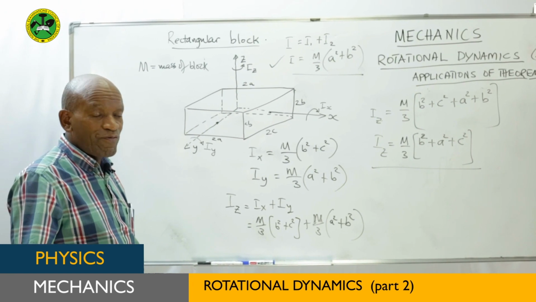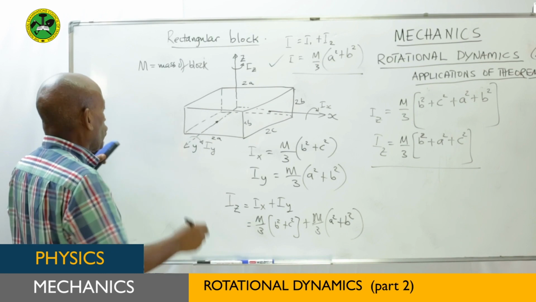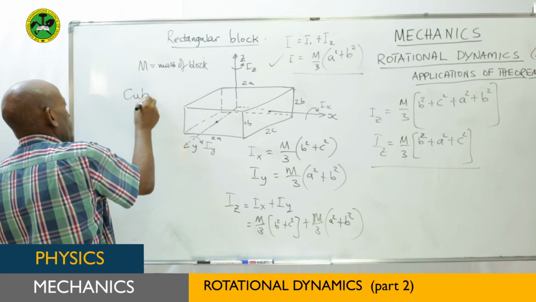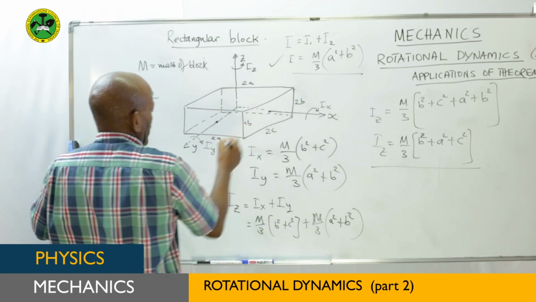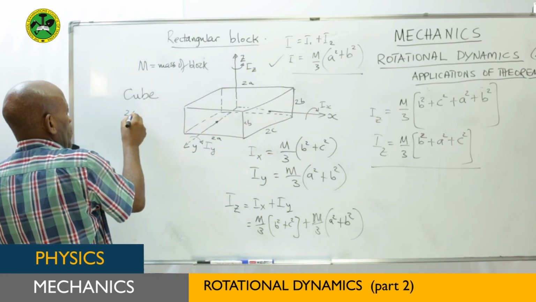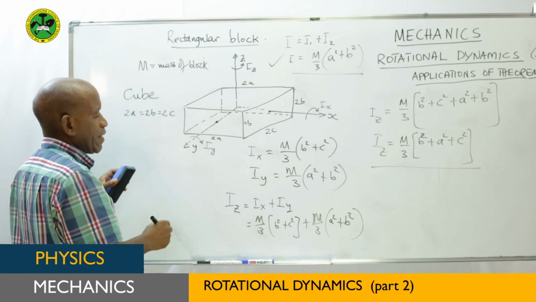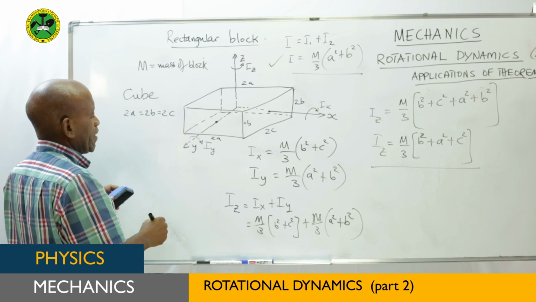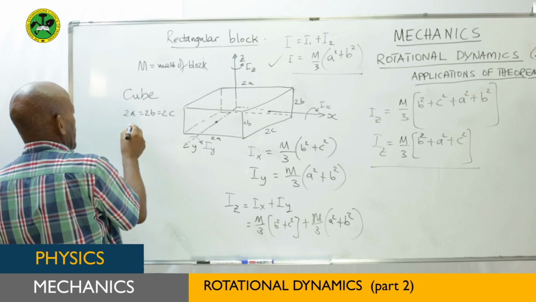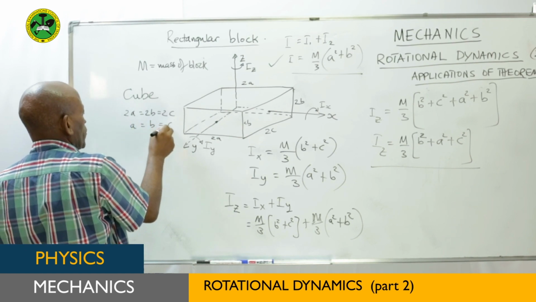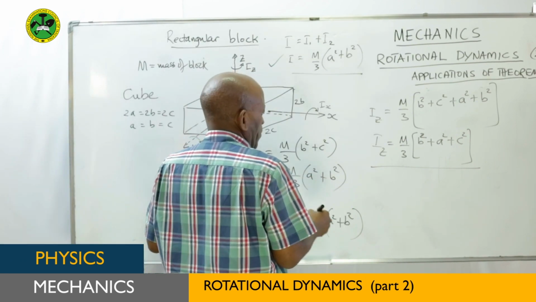But if now I'm talking about a cube, it means that this side will be the same as that side, and the same as that side. So 2a is equal to 2b is equal to 2c. And if that is the case, it's the same as saying that a is equal to b is equal to c, and I can take it to be a throughout, for example.